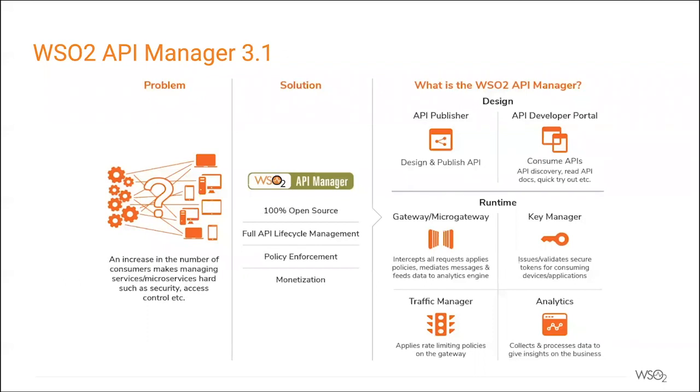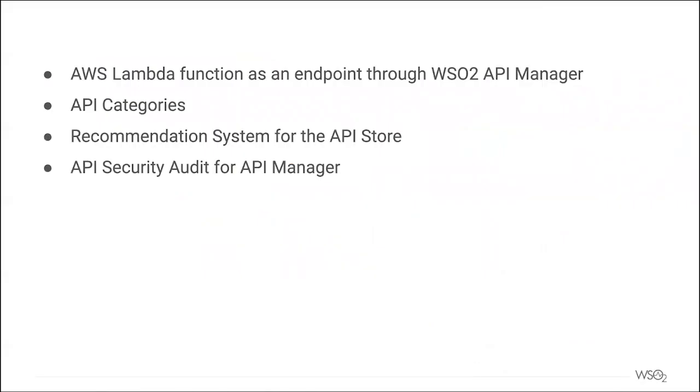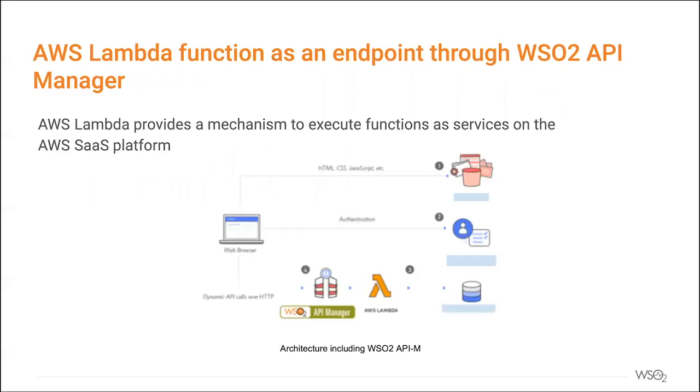So let's take a look at the features that we are introducing in this release. The first feature that we are integrating is a Lambda integration through the WSO2 API Manager. If you are familiar with AWS Lambda, you would know that in order to invoke a Lambda function as an HTTPS or HTTP endpoint, you either have to go through an AWS gateway, or you have to use an SDK, could be Node.js or some other SDK, in order to invoke a Lambda as an HTTP endpoint.